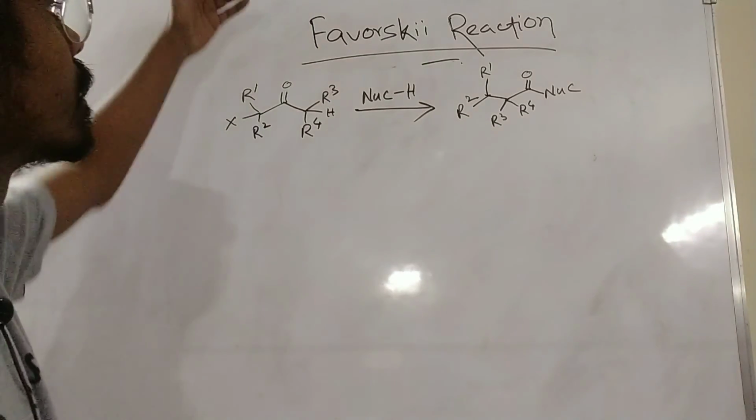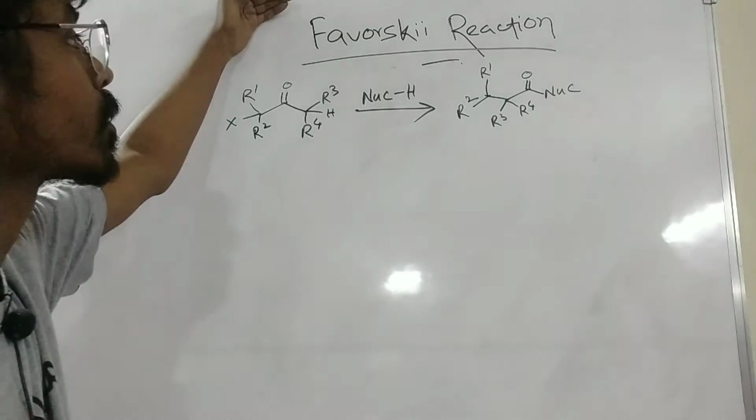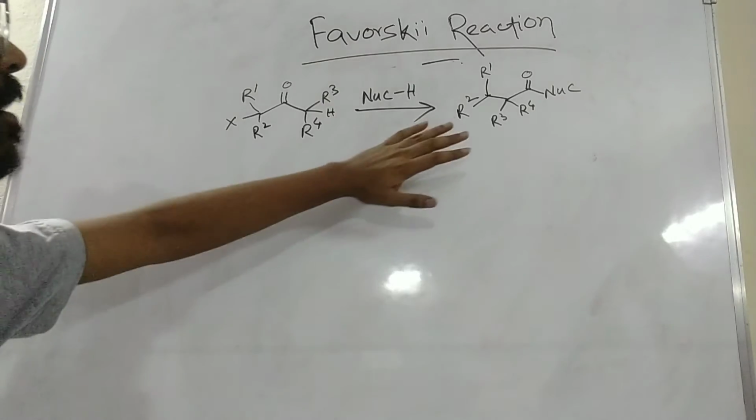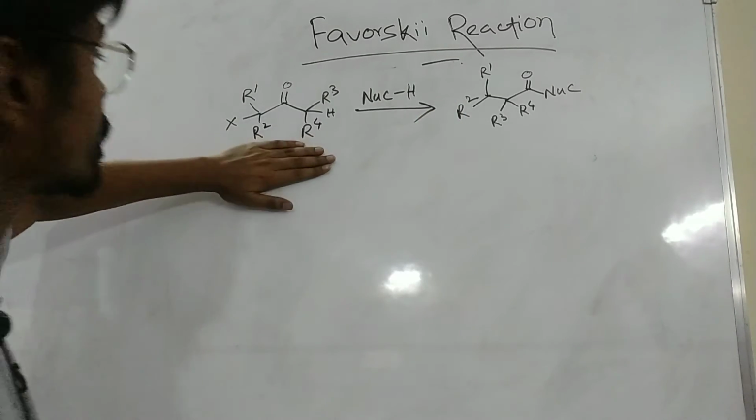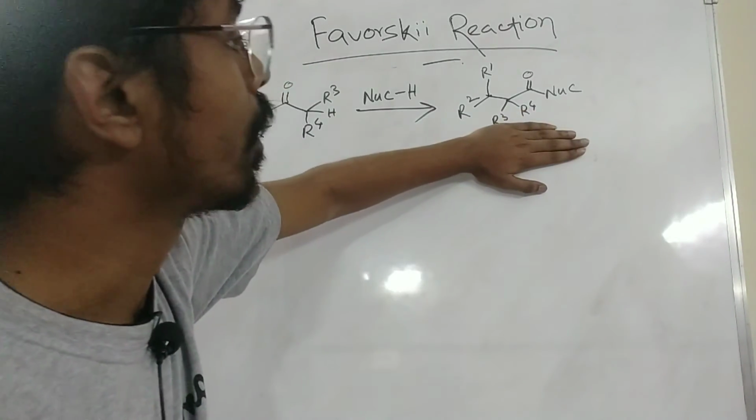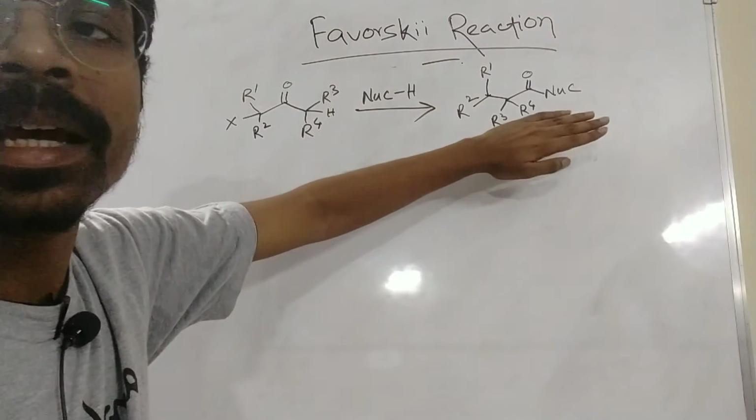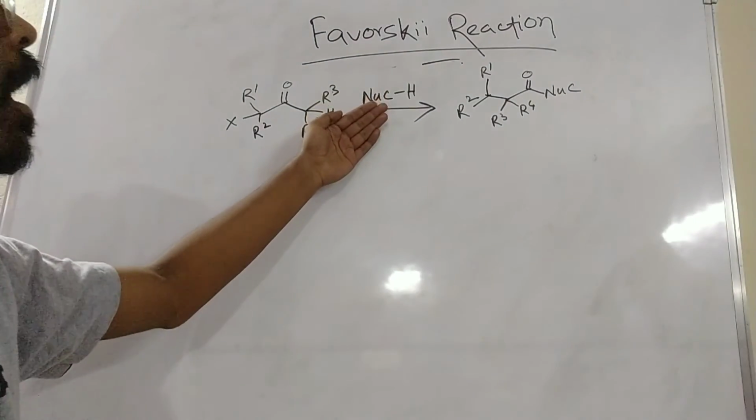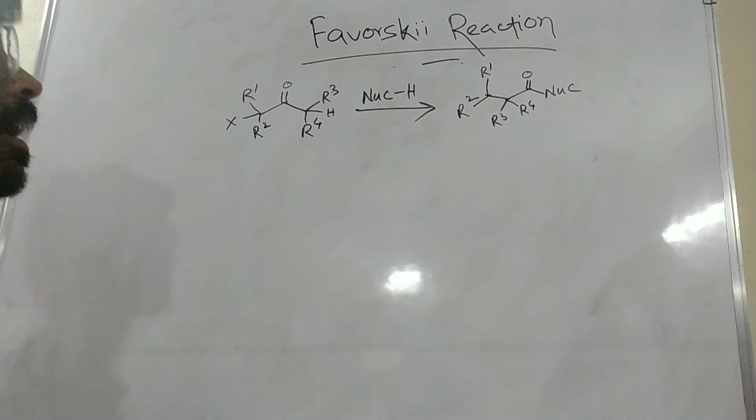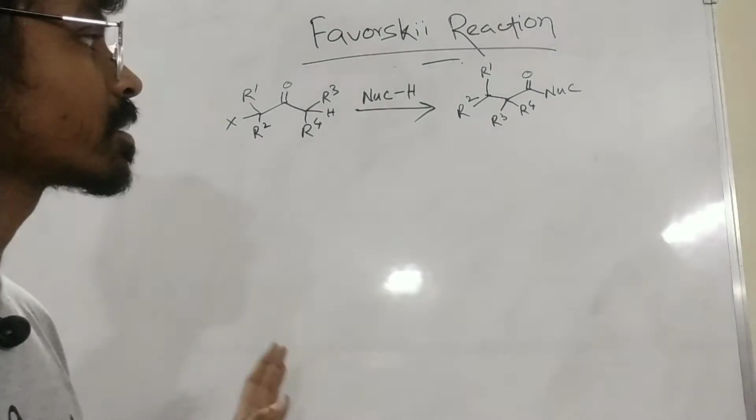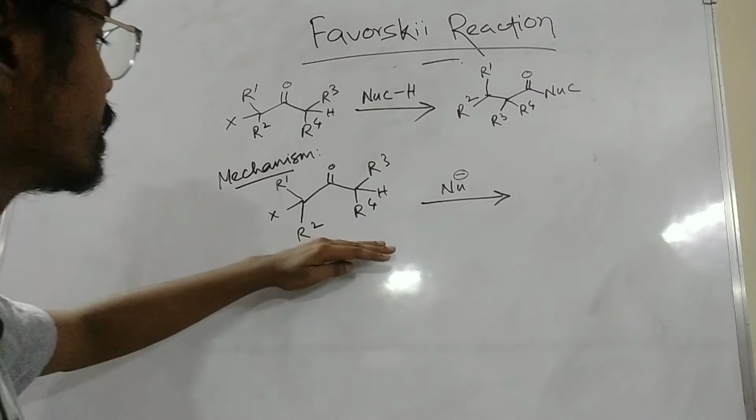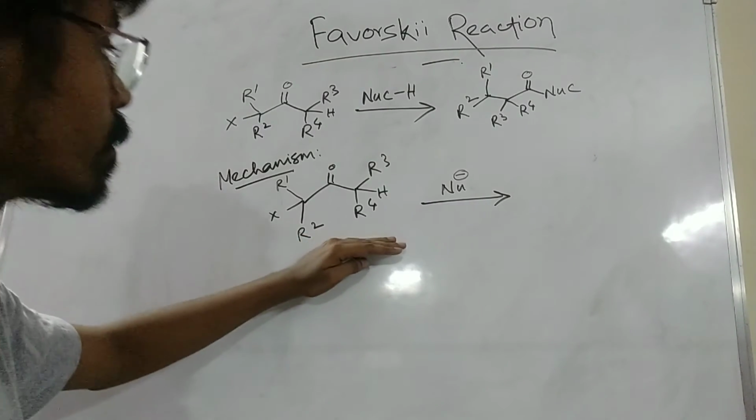Right now I am going to discuss a very important name reaction for the competitive exams, which is the Favorskii reaction. The Favorskii reaction is nothing but the transformation of an enolizable alpha haloketone to a carboxylic acid or carboxylic acid derivatives like ester or amide using a base or nucleophile like alkoxide, amine or something like that. Mechanism of the Favorskii reaction. See, you can see this is an enolizable alpha haloketone.